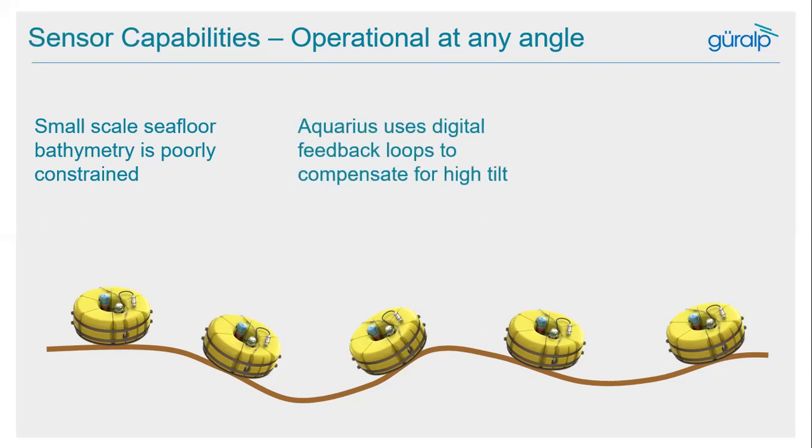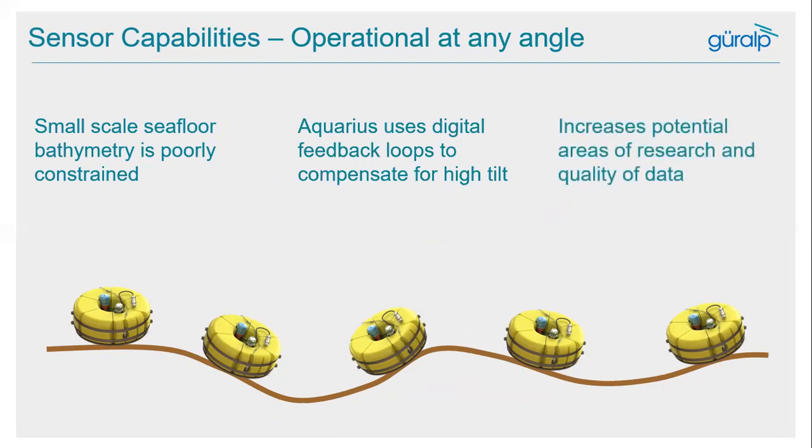The Aquarius uses digital feedback loops to compensate for these high tilt scenarios. So instead of moving the whole mechanism itself, we actually use the components and the electronics inside to keep all of the masses centralized within their frames, and we can adjust for all of this tilt. This increases the potential areas of research and the quality of data for all applications.